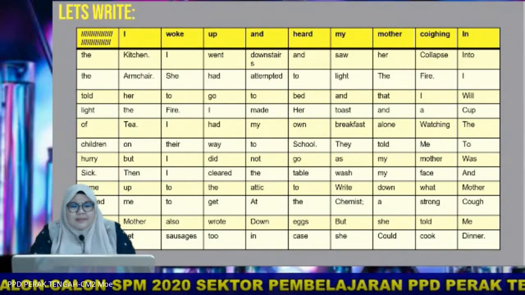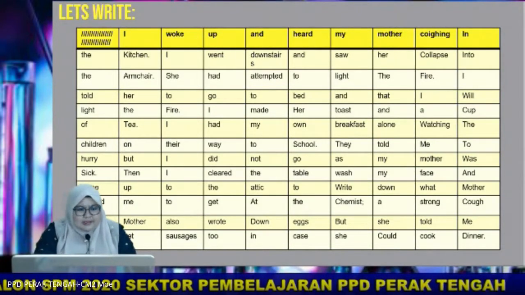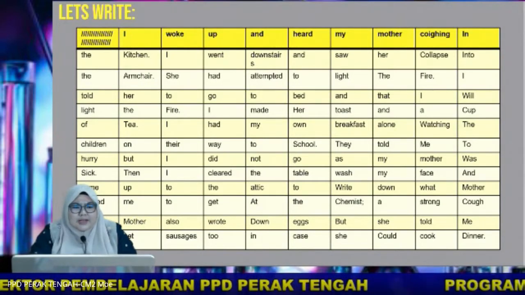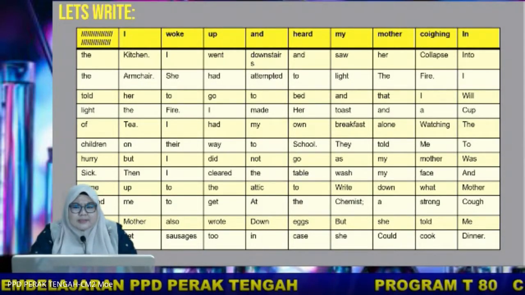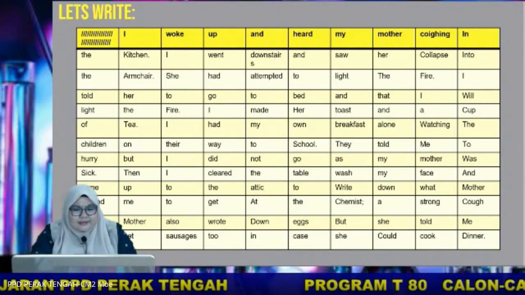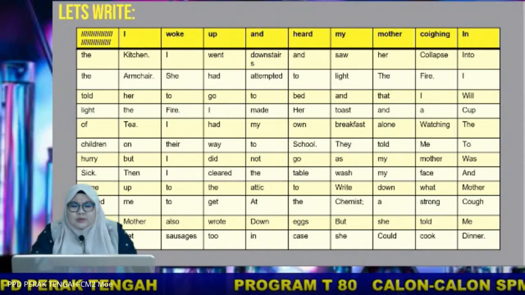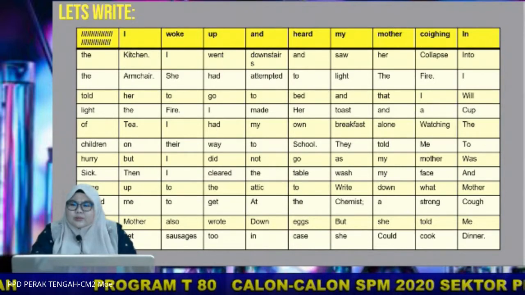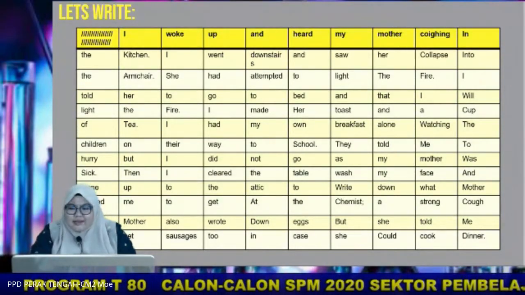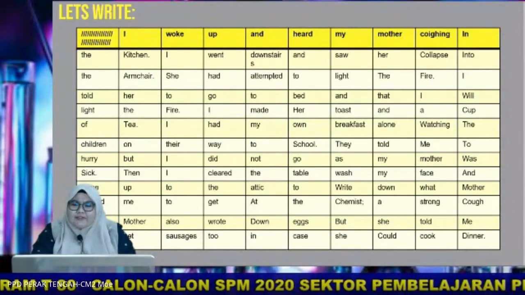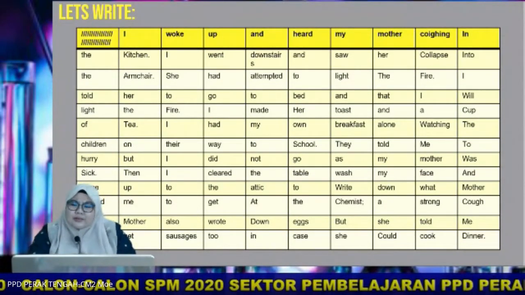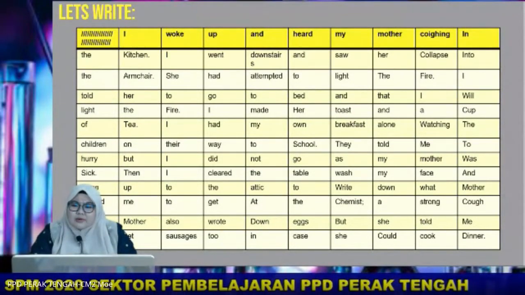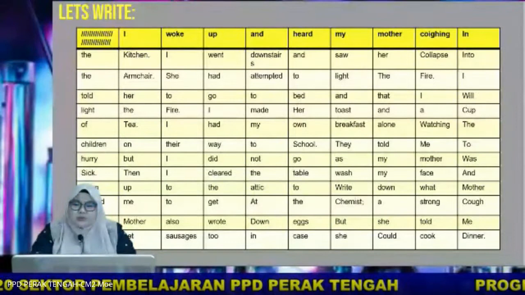I woke up and heard my mother coughing in the kitchen. I went downstairs and saw her collapse into the armchair. She had attempted to light the fire. I told her to go back to bed and that I will light the fire. I made her toast and a cup of tea. This is the one that you did before. You joined the sentences. I had my own breakfast alone, watching the children on their way to school.